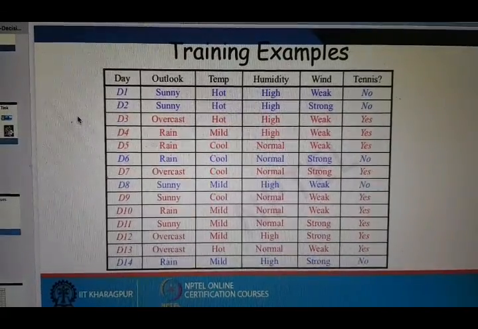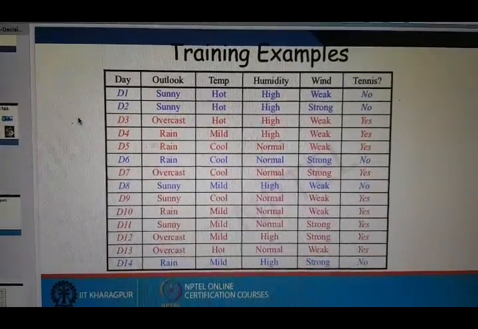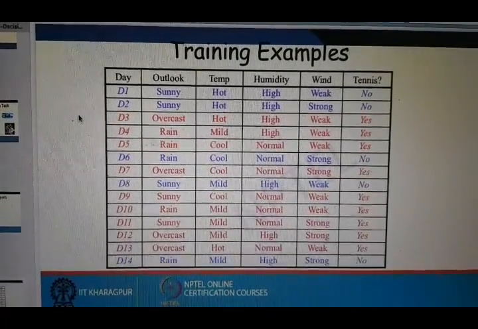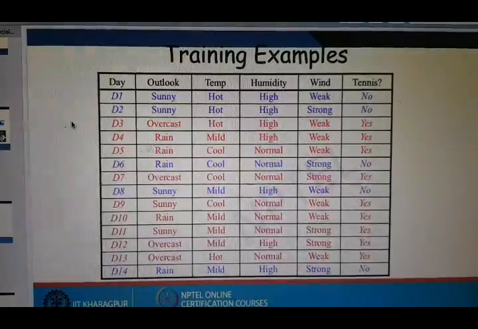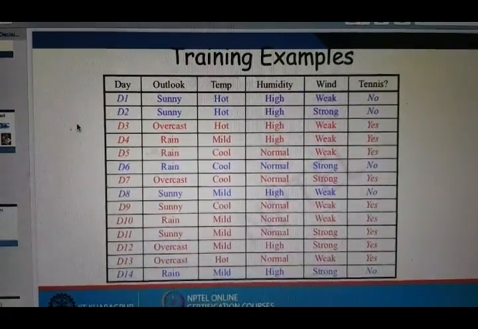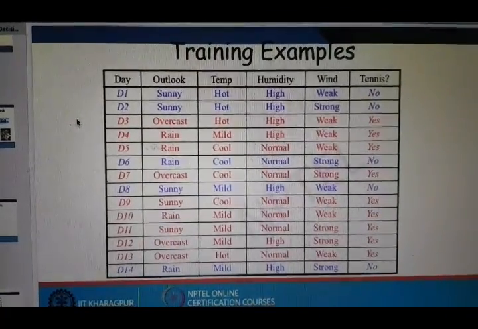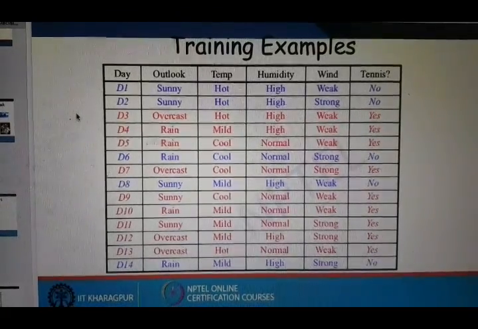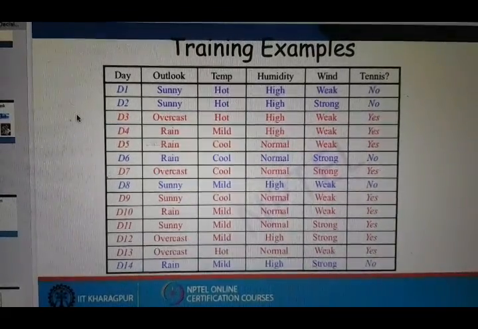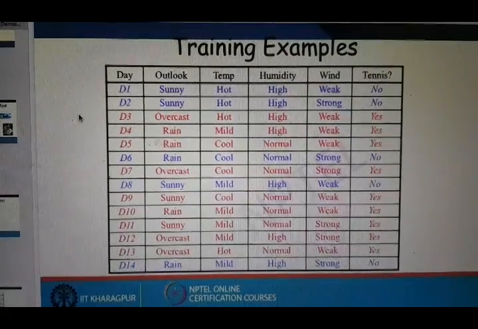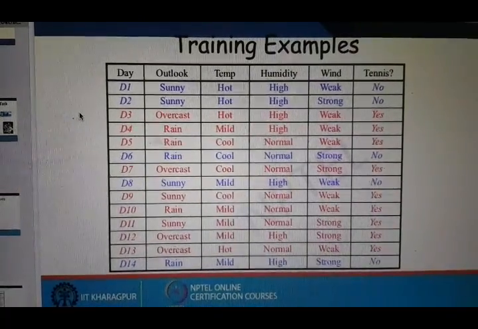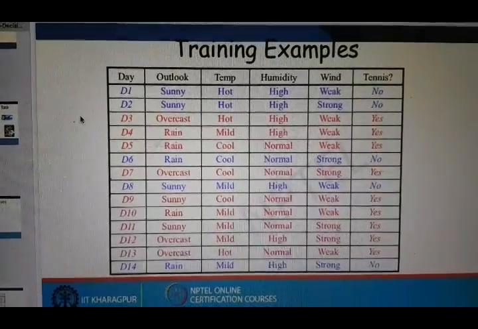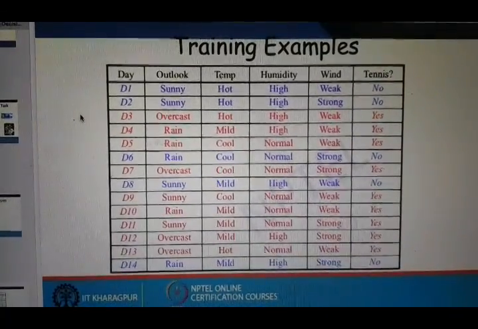So in this we are considering an example. We have different attributes: day, outlook, temperature, humidity, wind, and tennis. We have to decide whether a particular person will play tennis or not. For this we look at whether the outlook is sunny or overcast, temperature is hot, mild or cool, humidity is high or normal, and wind is weak or strong, and based on that we decide whether tennis will be played or not.